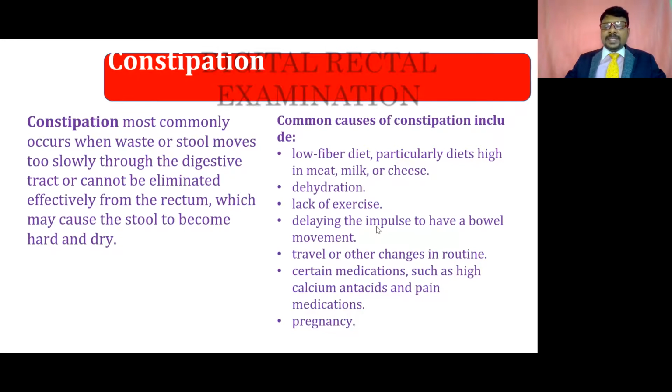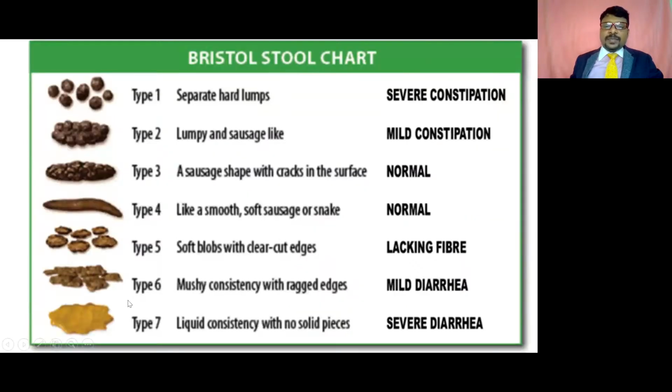Some other medications may also give constipation. Some side effects causing constipation come from high calcium antacids and also pain medications. These may either increase water retention, or cause dehydration, or cause constipation. Also, in case of pregnancy, there are some physiological changes during the pregnancy. If they use some medications such as iron medication, they may also get constipation. So these are the causative factors for constipation.